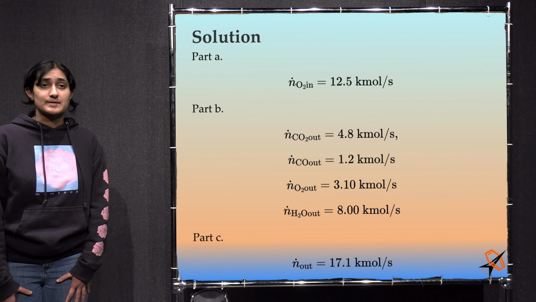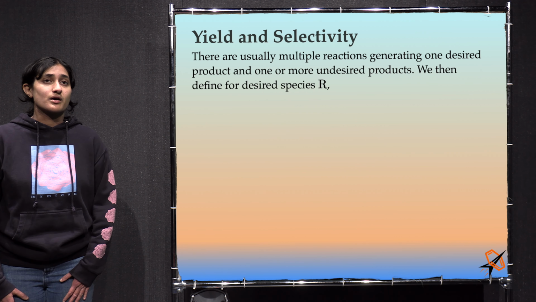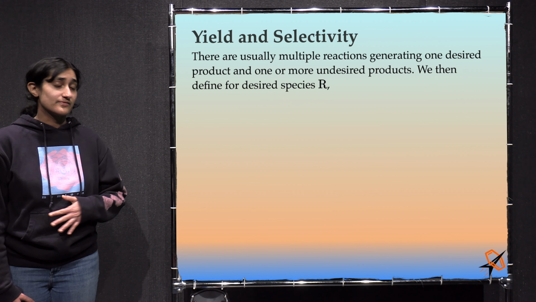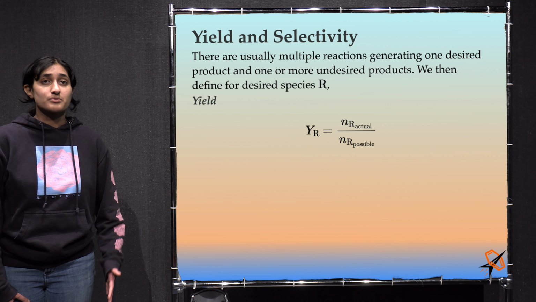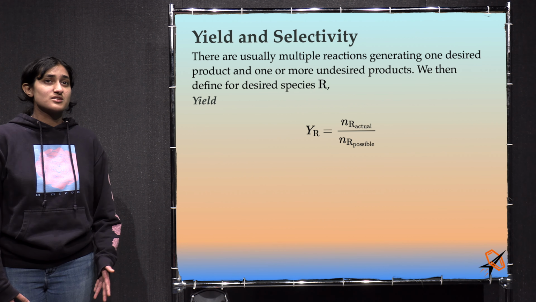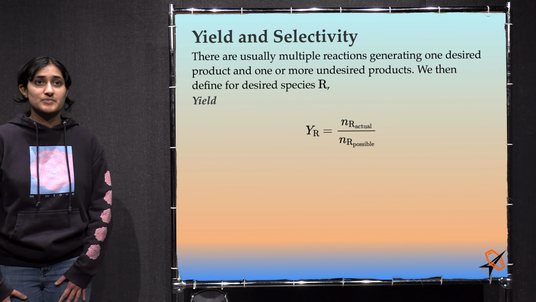When there are multiple reactions in a process, the desired product, R, will not be the only one produced. To characterize how good the reactor is at producing R, there are two measures, yield and selectivity, that are used. Yield is how much of the limiting reactant actually goes to the desired product. To calculate the yield, we need to know how much of the limiting reactant could be converted into the desired product. We call this the possible moles or molar flow rate of the product. We then take the ratio of the moles or molar flow rate of the actual product to the possible product to calculate the yield.